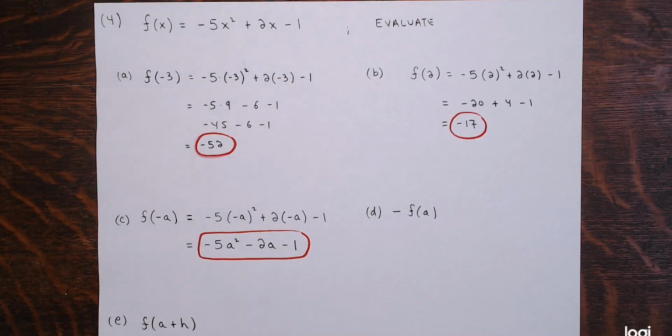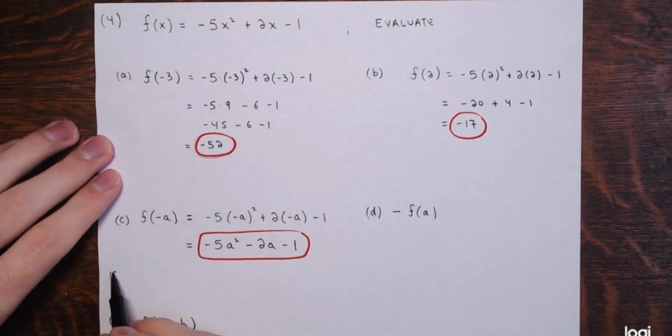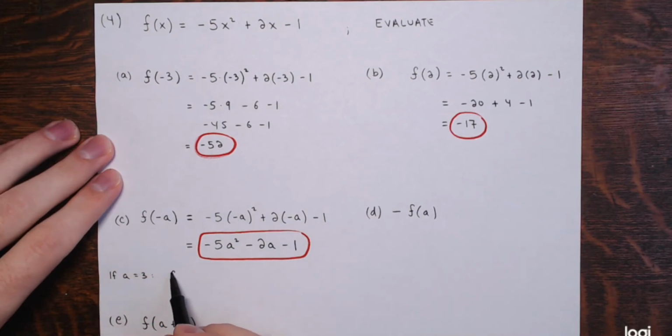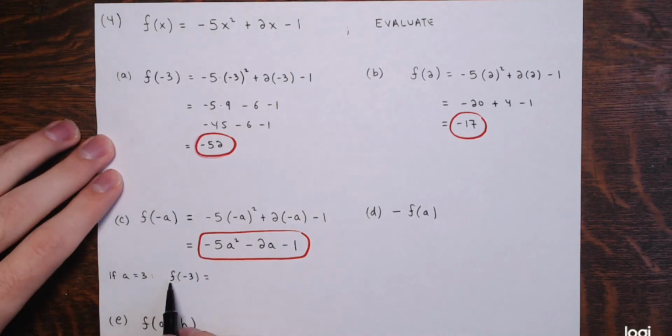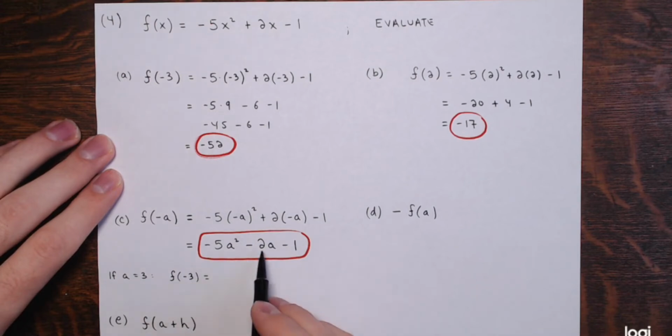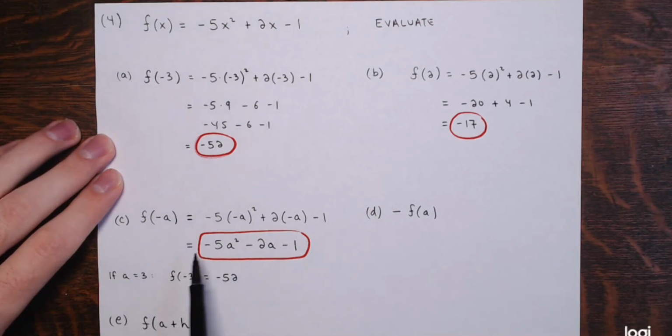Now, watch this. What if a were 3? What if I replaced a with 3? Well, then you'd have f of negative 3. What's inside the parentheses here is the opposite of my choice for a. Hopefully we get negative 52, because this is still the same function f. So f of negative 3 should be negative 52. And you can see that, I'll just say it out loud here. Replace a with 3. And this would be negative 5 times 9, negative 45, minus 2 times 3, right? Replacing a with 3, negative 6 minus 1. It's the same thing up there. It's negative 52.